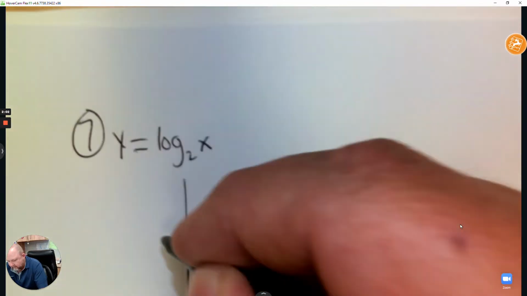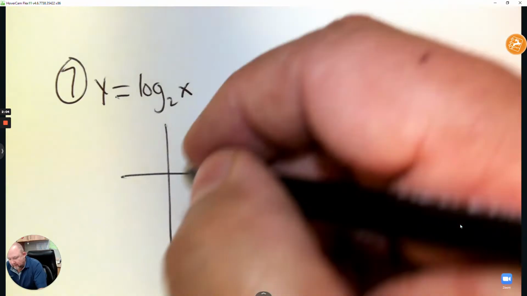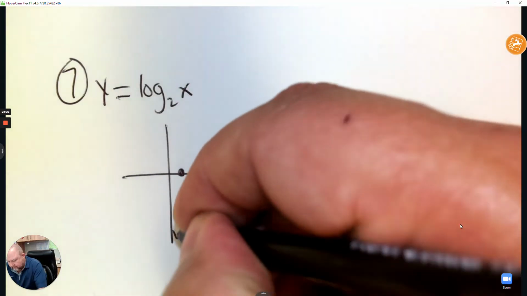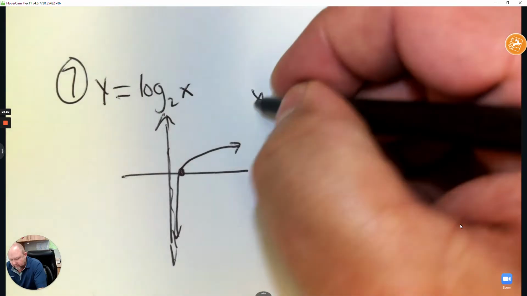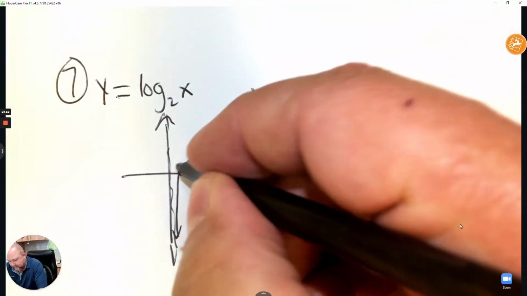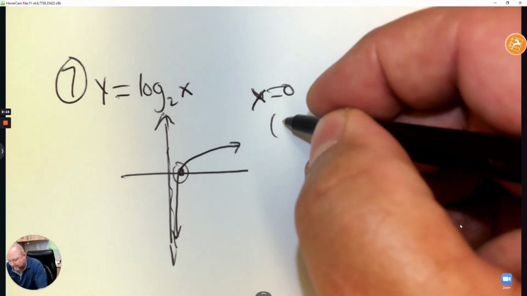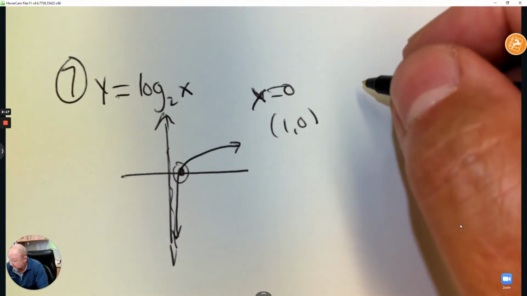All right, I want to sketch a graph of this. So for a logarithm, it goes through the point 1, 0, and then the asymptote. So the asymptote is at x equals 0, and the intercept is at 1, 0. Number 8.